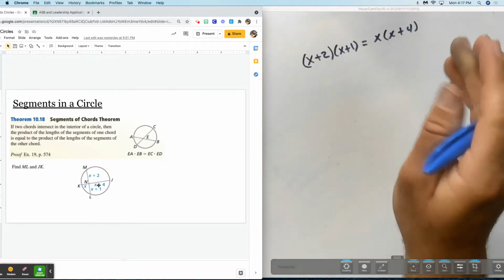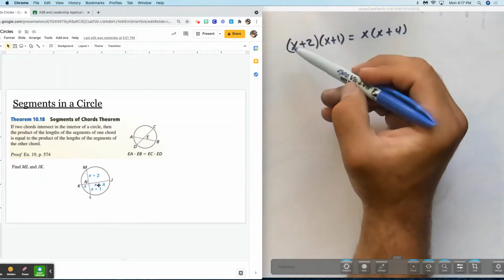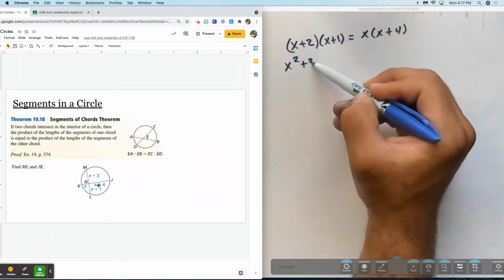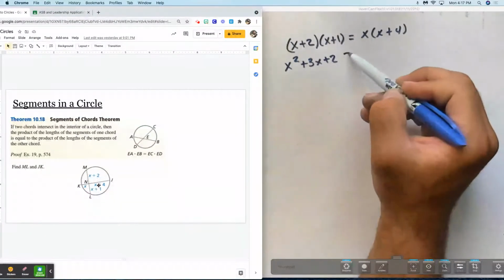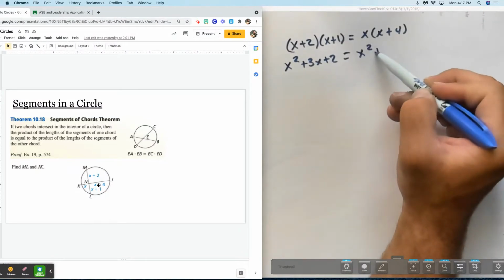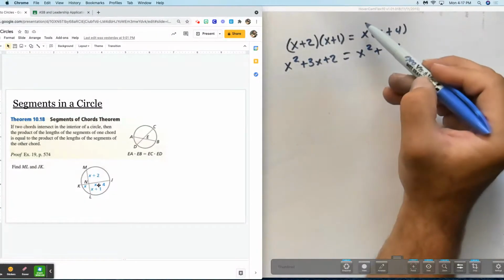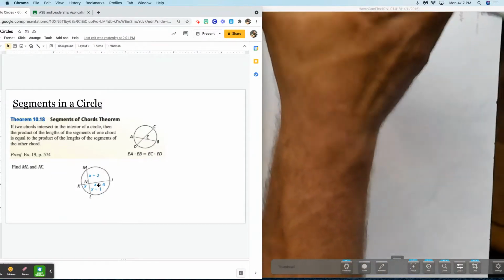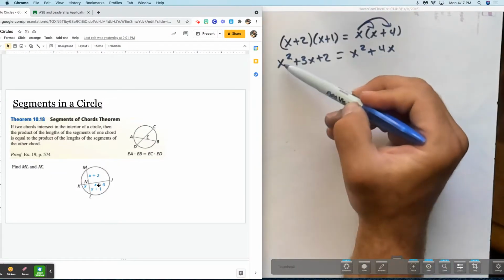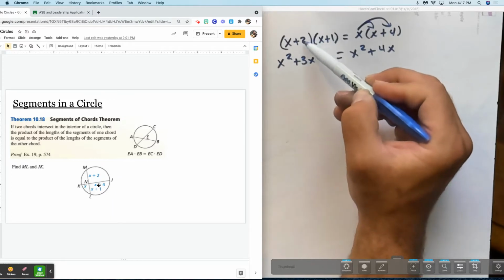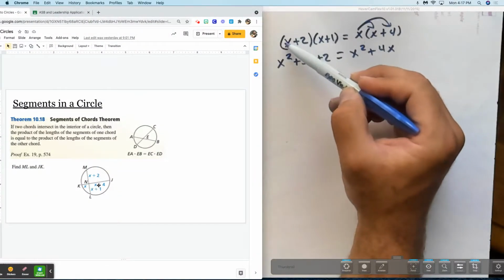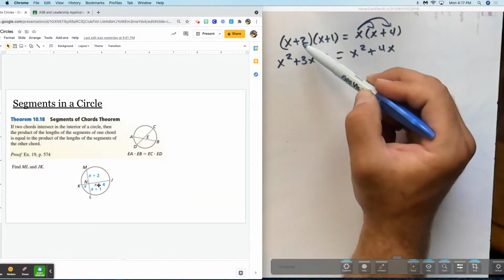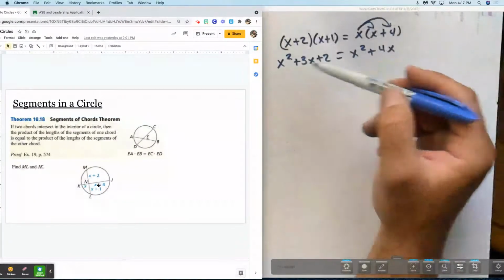Okay, now after some distributive property and foiling here, we would get x squared plus 3x plus 2 equals x squared plus 4x. Now this is x times x makes x squared, x times 4 makes 4x, and then we would have x times x is x squared, 2 times x is 2x, and then x times 1 is 1x, so 2x and 1x makes 3x, and then 2 times 1 is 2. So that is how we would get this.